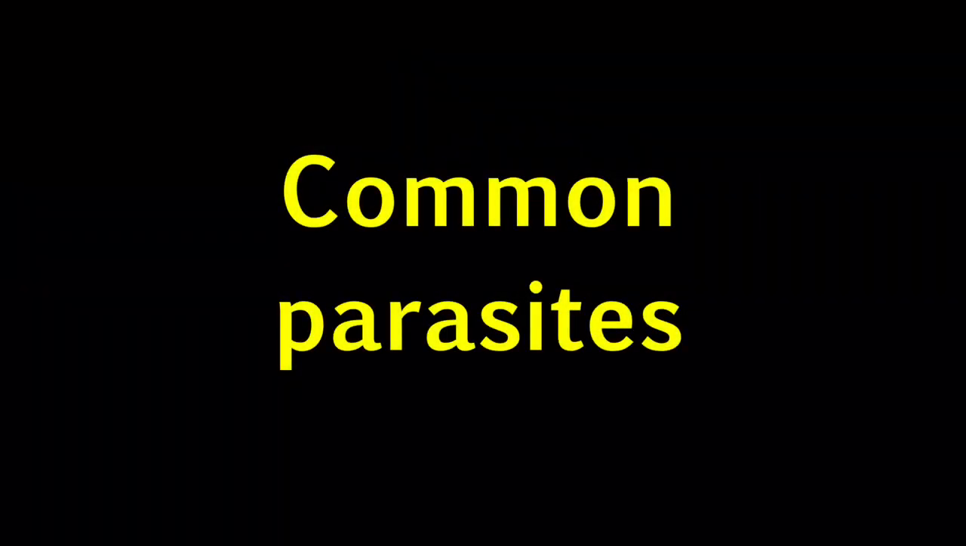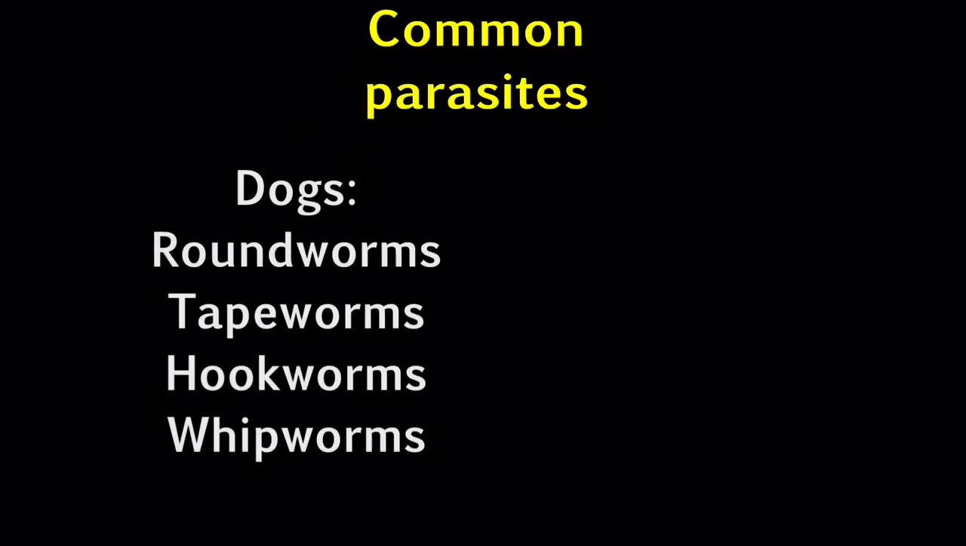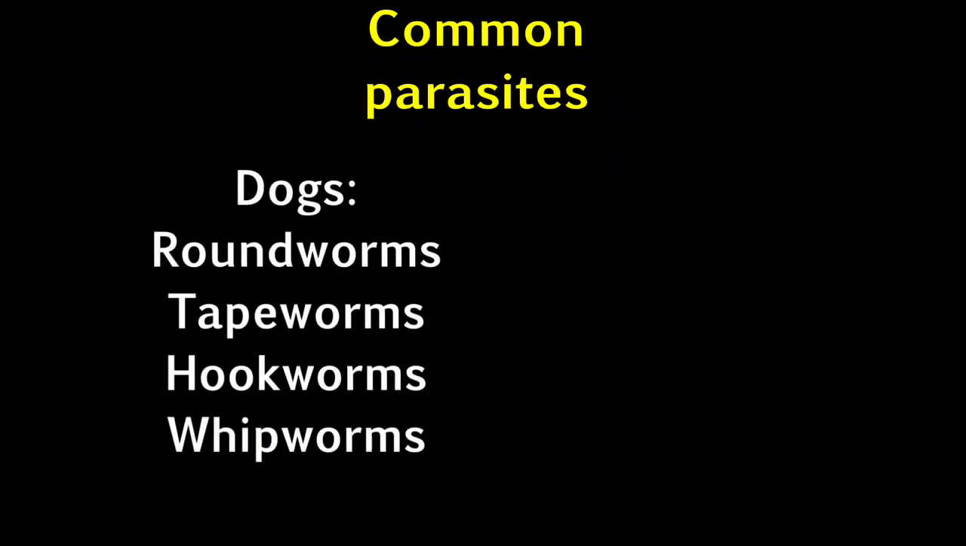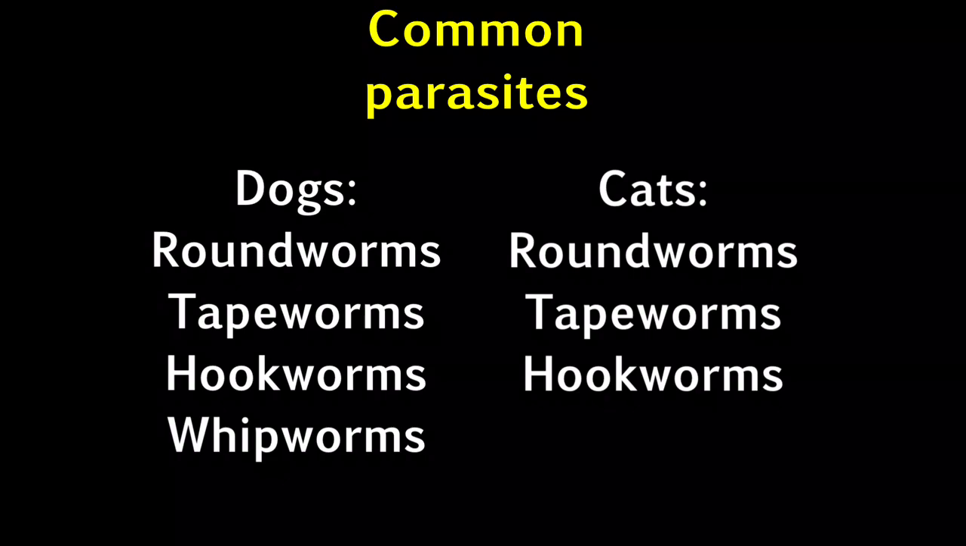Before we move on to how we can identify the parasites, here are the common types of parasites in dogs and cats. In dogs, they are roundworms, tapeworms, hookworms, and whipworms. In cats, they are roundworms, tapeworms, and hookworms. These different parasites can be differentiated based on the structures of their eggs and the structures of their larvae.